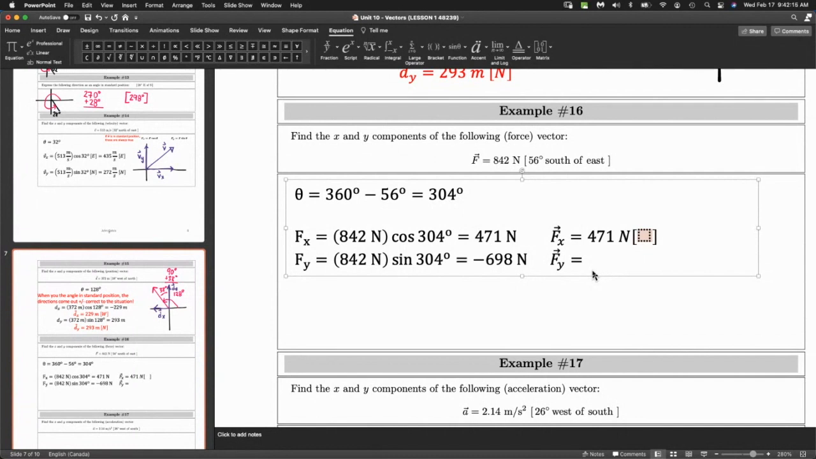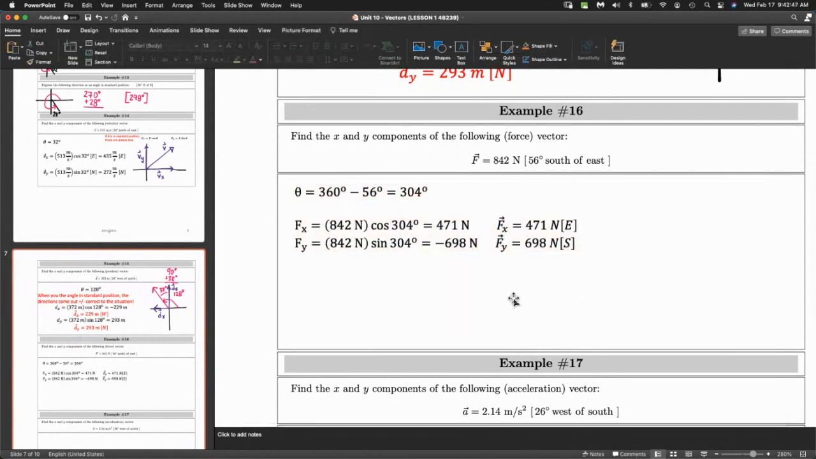Yep. Okay. Can someone else in the chat let me know? I want to see other people here. 698 newtons. Is that north or south? Someone else, north or south? Thank you, Brian. Did I draw a picture for this question? Absolutely not. I was able to figure out the answer with east and south without drawing a single picture.